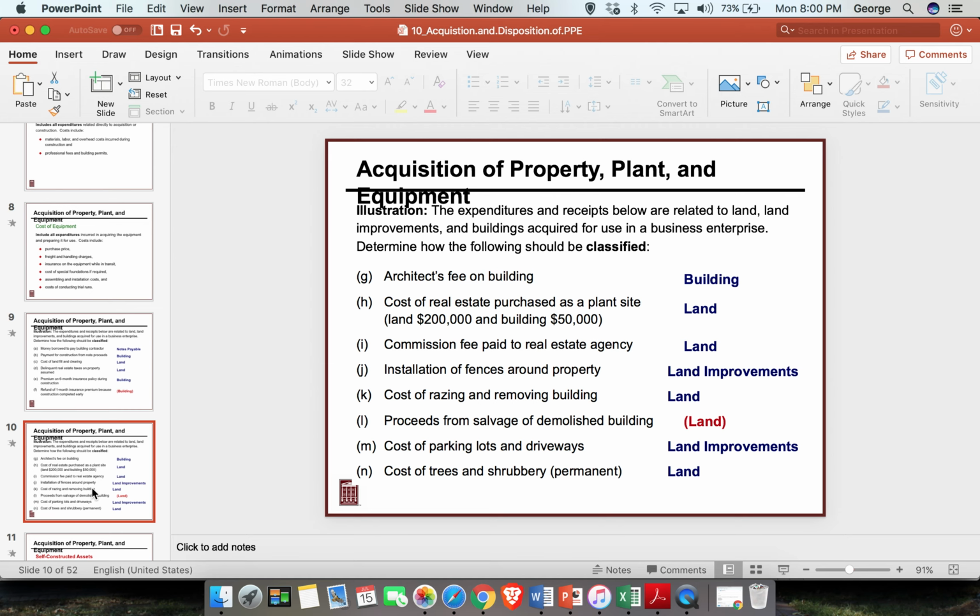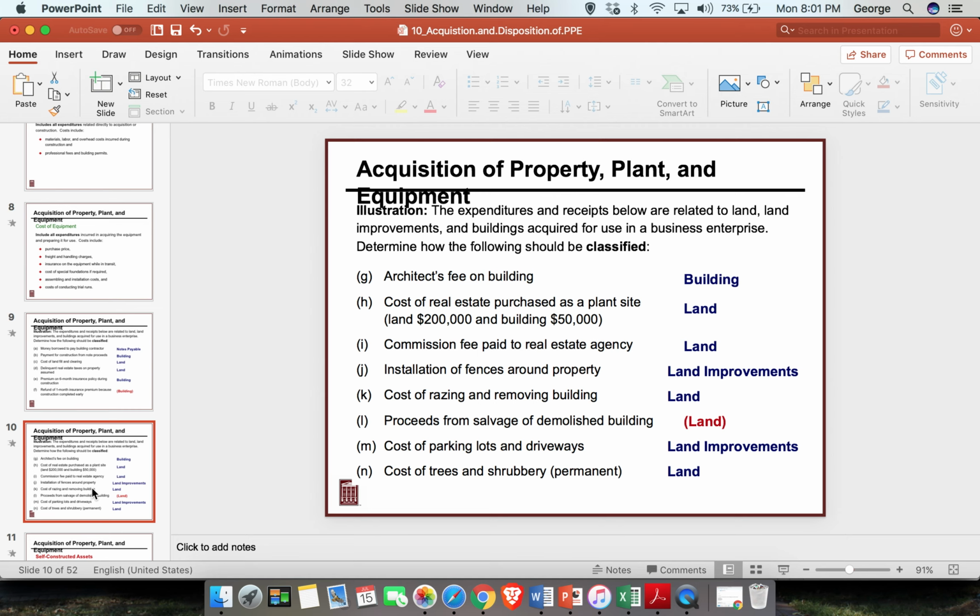Here's a few more. Architect's fee on building would be charged to the building, can capitalize to the building. Cost of real estate purchased as a plant site, land of $200,000 and building of $50,000 would be land. And you're wondering, well, why wouldn't we charge part of it to building or allocate it? Because it looks like, I'm just assuming from this, that the building's going to be torn down. We're going to have a new plant site. And we pay for the building that's on there already on the land, but we're not going to use the building. So that all goes to land.